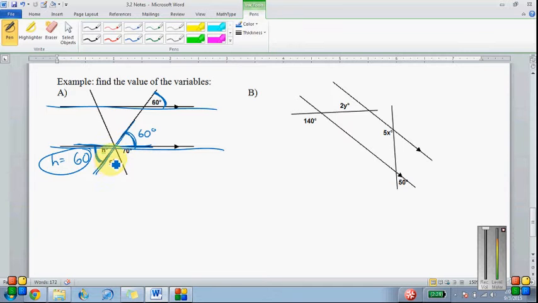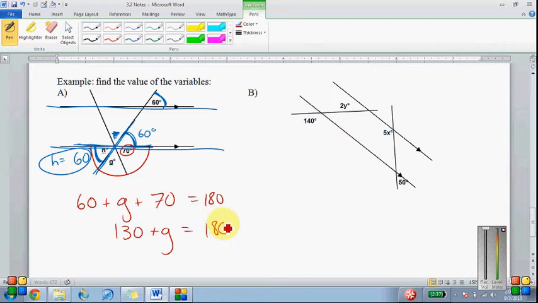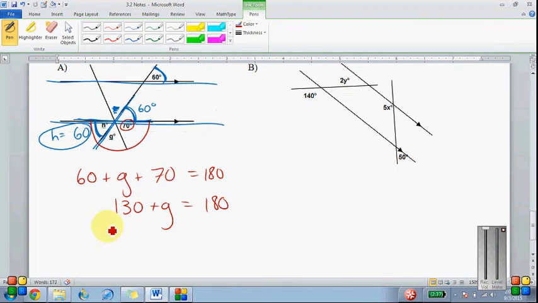Then I still have to solve for G. So G is vertical from this angle right here, but I don't know what that angle is. I do know that these three angles together add up to 180 degrees. So if I add H, which we now know is 60, plus G plus 70, those three should add up to 180 degrees. So if I add 60 and 70 together, that's 130, plus G is 180. Subtract the 130 to get that G is 50 degrees.